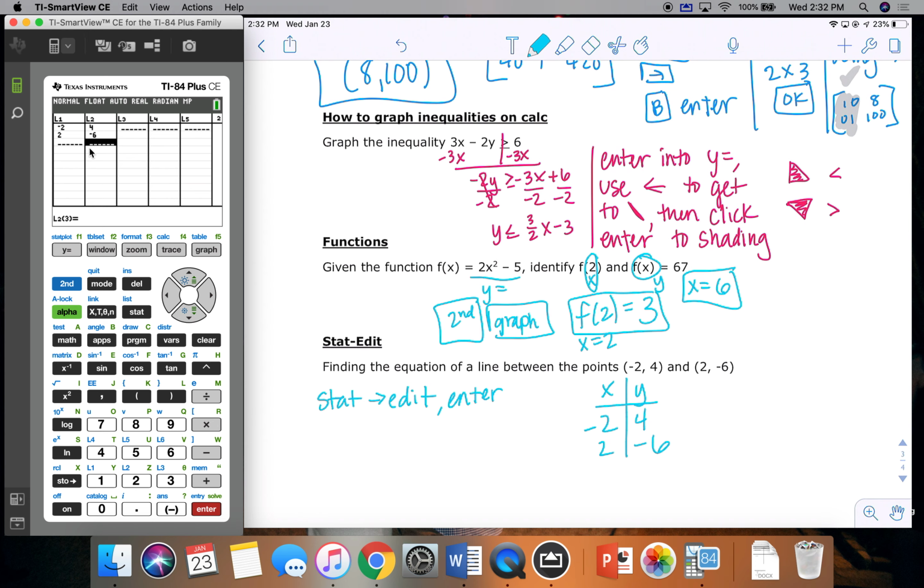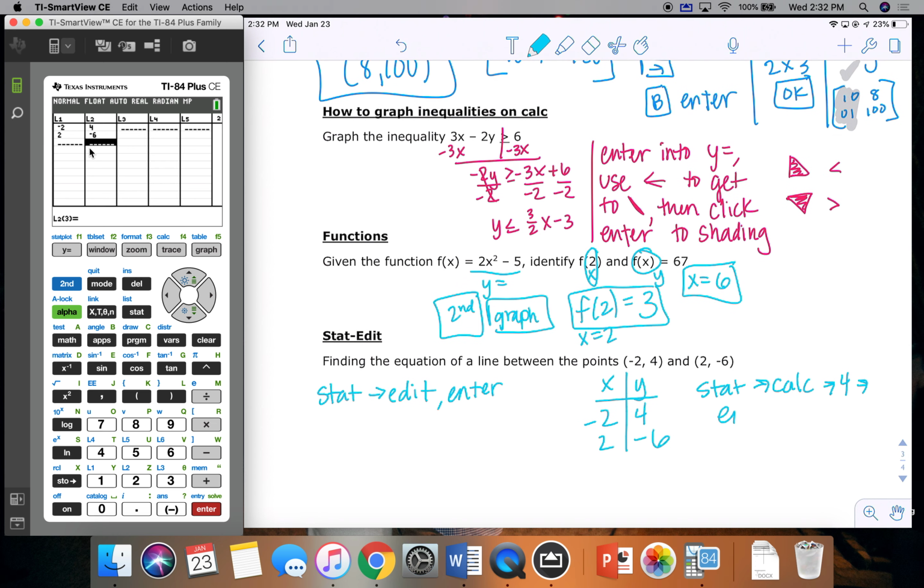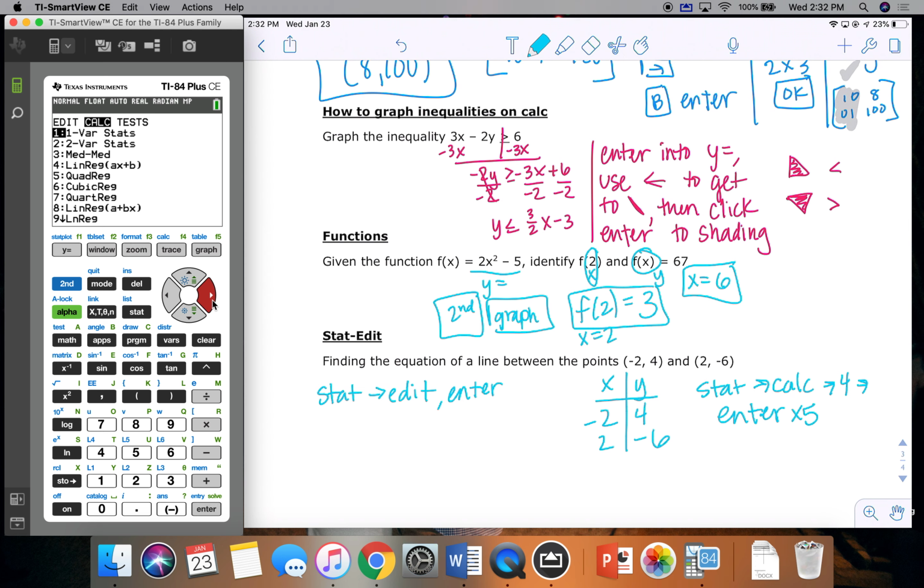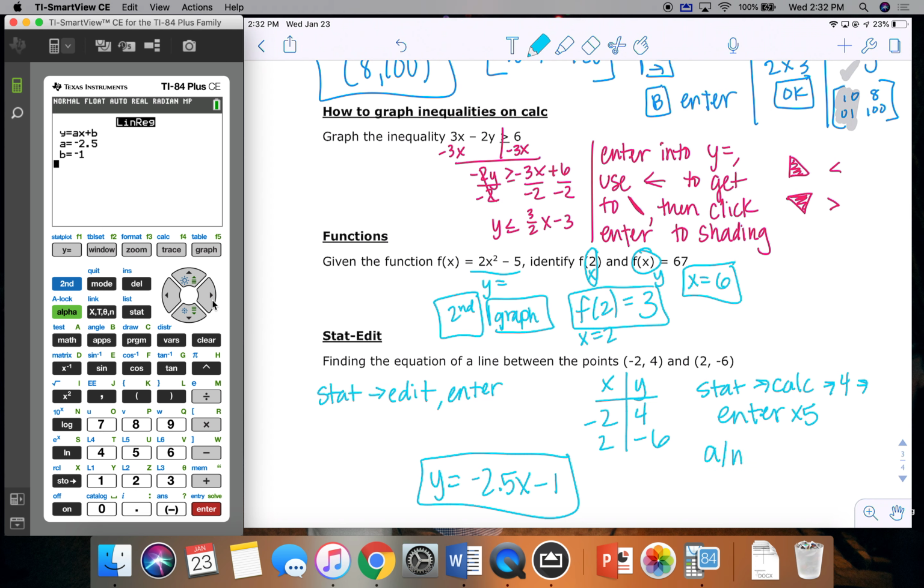So I enter my table exactly like I see it, and then we click stat, scroll to calc, option 4, enter a ton. I think it's like 5 times. So stat, scroll to calc, option 4, 1, 2, 3, 4, 5. And then it tells me my equation where A and M are your slope, B is your y-intercept, and you can write your equation from there.